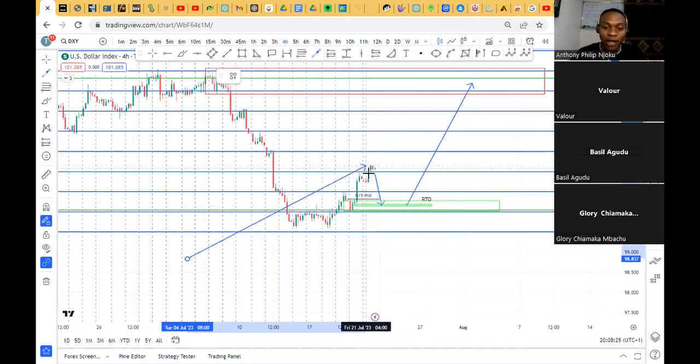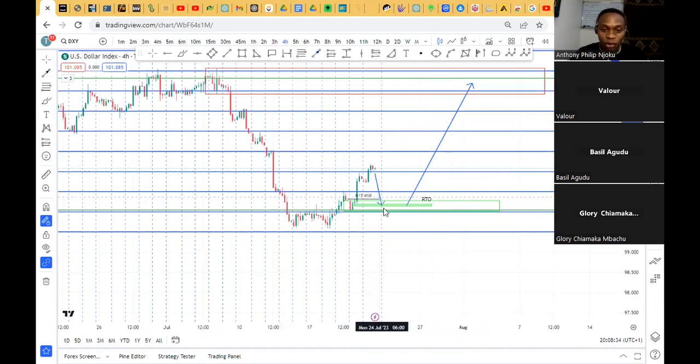So when DXY is going down, dollar is weak. When DXY is going up, dollar is strong. So I'm expecting DXY to come into this H4 validation point, and also come into this 15 minutes return to origin to fulfill efficiency there, and then we'll be looking for our buy setups for DXY.